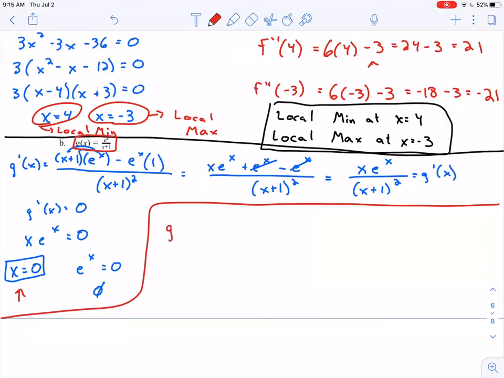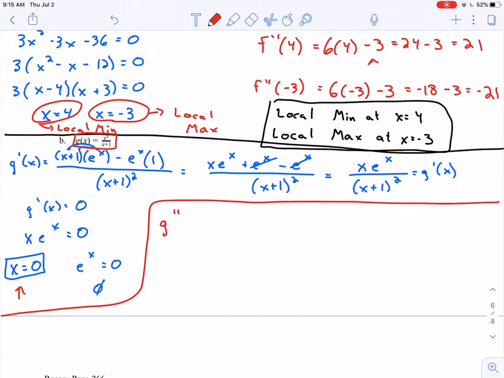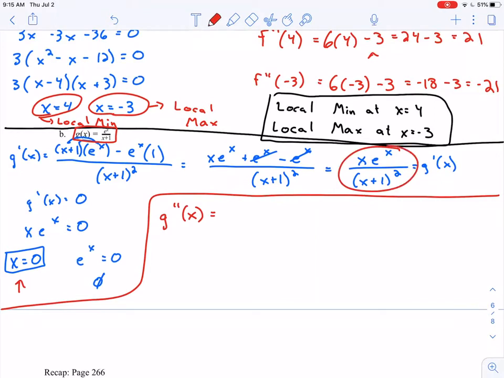All right. So g prime of x. Oops, g double prime of x. And let's make sure I've got enough room here. G double prime of x says, we'll start with the quotient rule. So low, this is x plus 1 quantity squared, d high, derivative of x times e to the x.